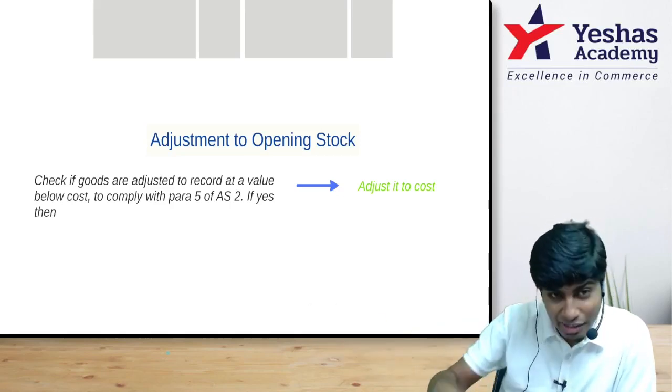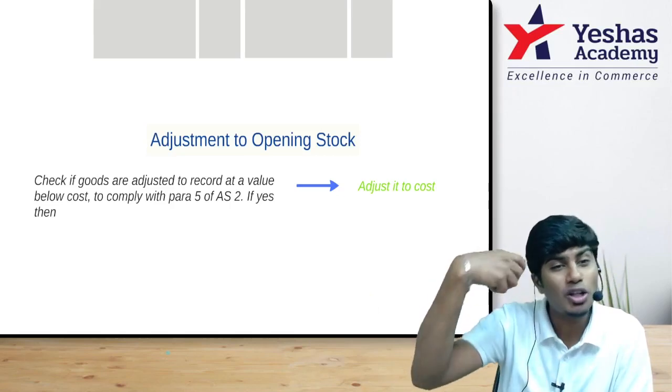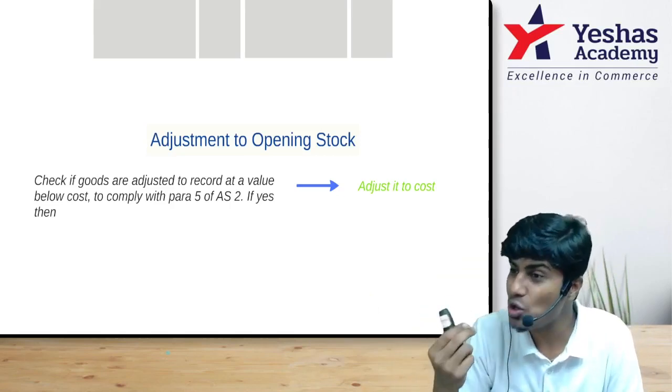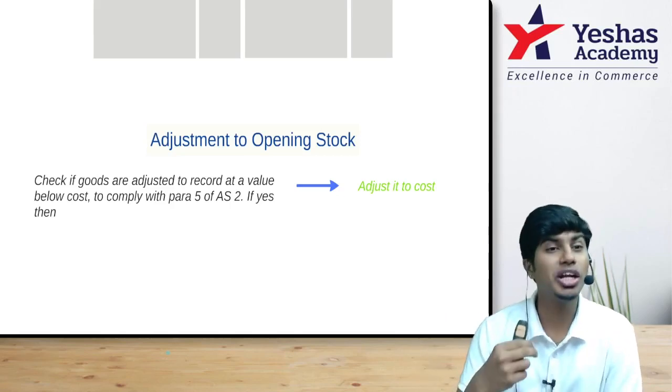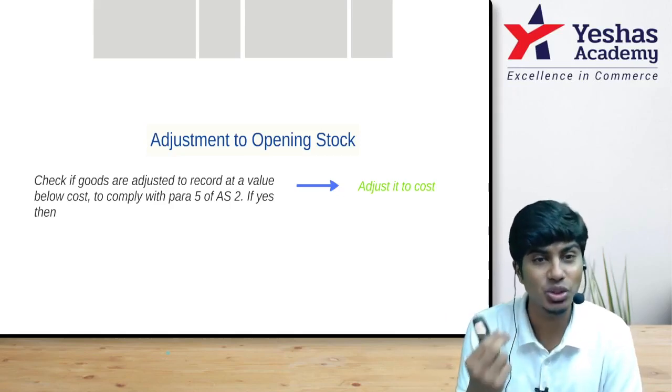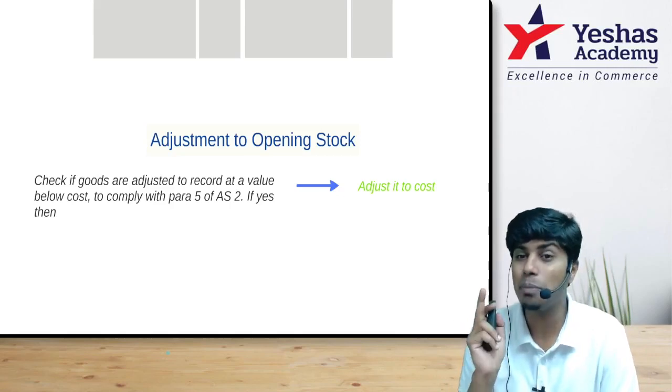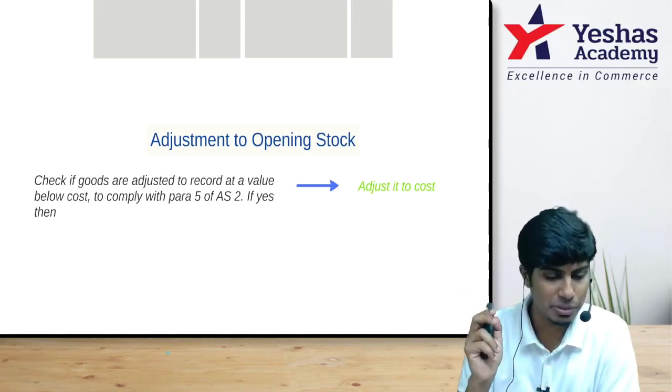Why? Again, let me tell you, the objective is not to determine the profit. The objective is to determine the value of inventory so that we can claim insurance from the insurance company. Are you getting what I'm trying to tell? Okay, this is special purpose accounting, not general purpose accounting.